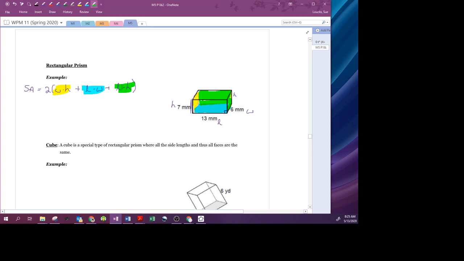All right, and then you multiply it by 2 because there's two sides that are the same. The top and the bottom are the same, the left and the right, the front and the back are all the same. All right, so let's do this calculation.